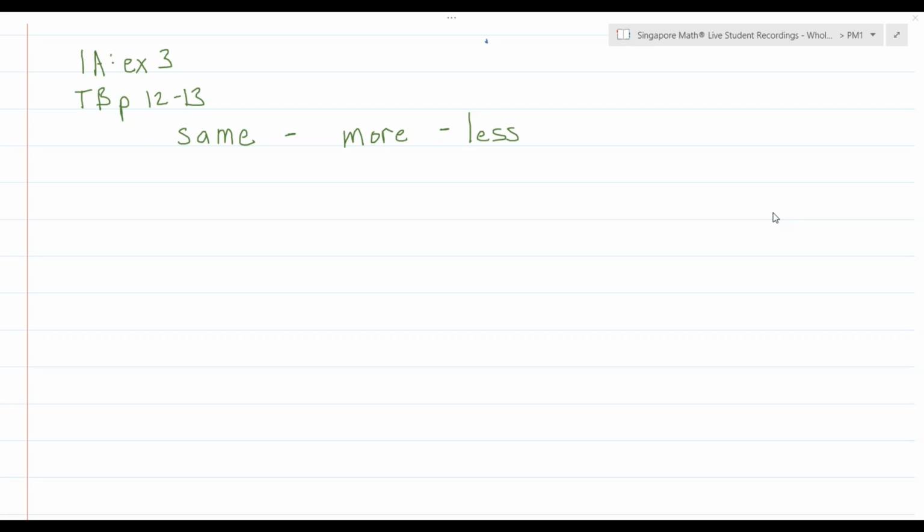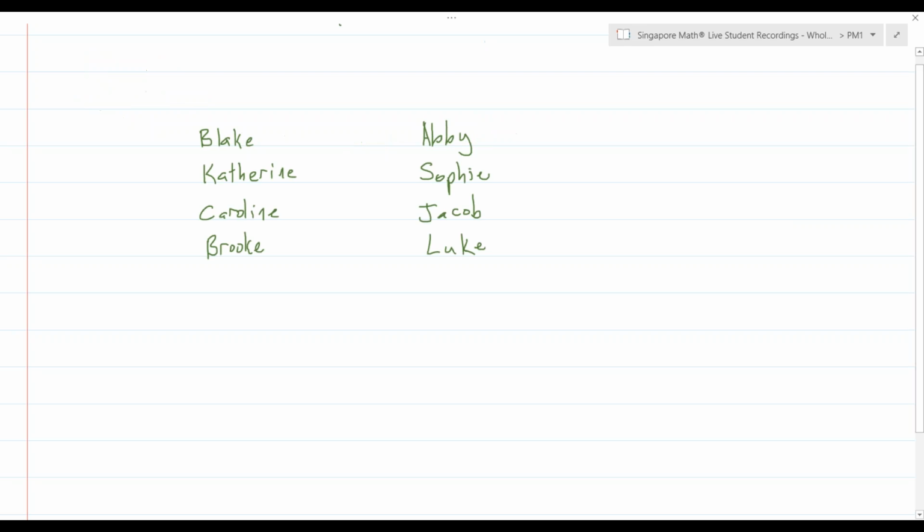Now, if somebody said to you, how do you know that you have more children or the same children? Well, that makes it a little hard to explain. But with math, we can explain how we know that something has the same or more or less than another set. For example, in my family, we have children named Blake, Catherine, Caroline, and Brooke. We have a family friend that has in their family, they have Abby, Sophie, Jacob, and Luke.